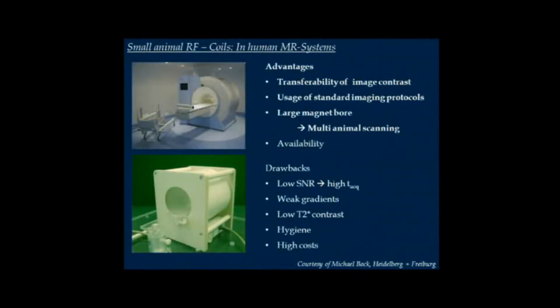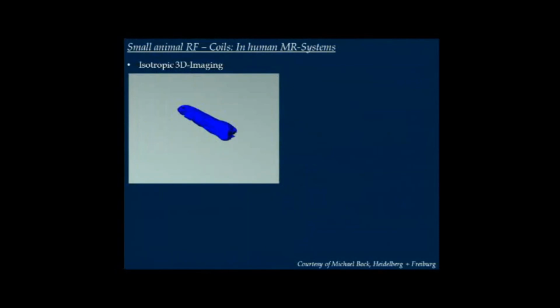If the coil is so important, why not do it in a human scanner? This is possible, has some advantages of transferability of the image contrast, but has a lot of drawbacks, as you have low T2 contrast and, of course, long scanning times because you still get less SNR than with dedicated ones. Nevertheless, I'll give you one example.